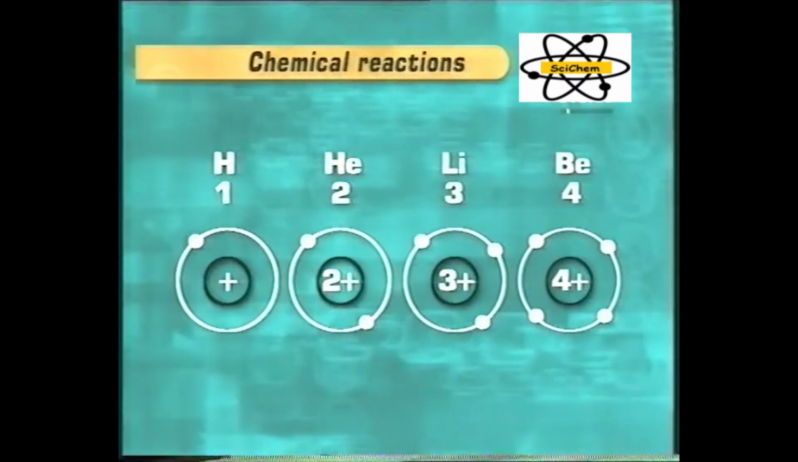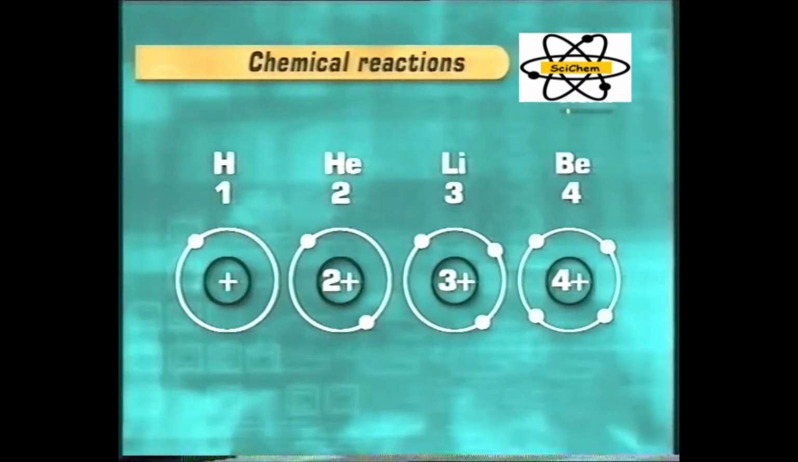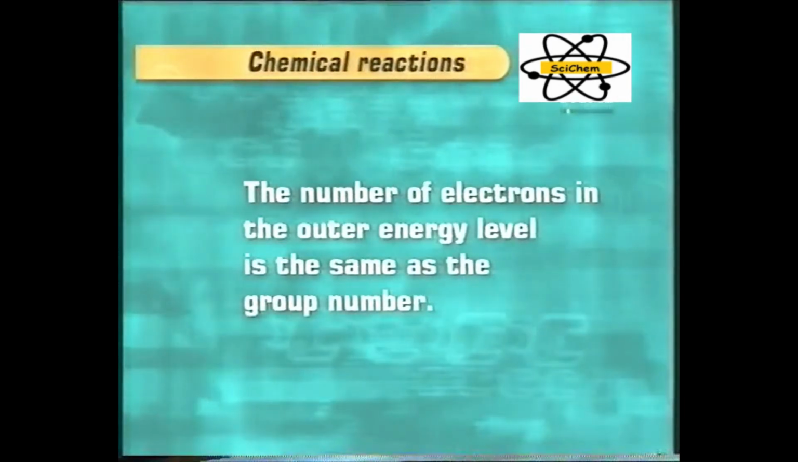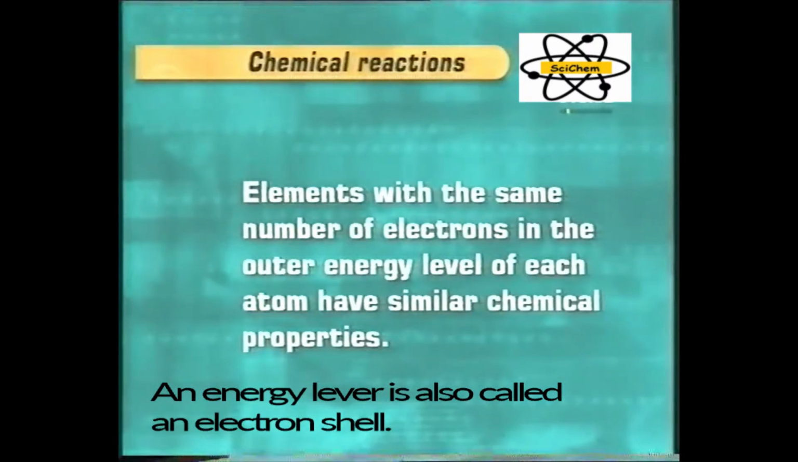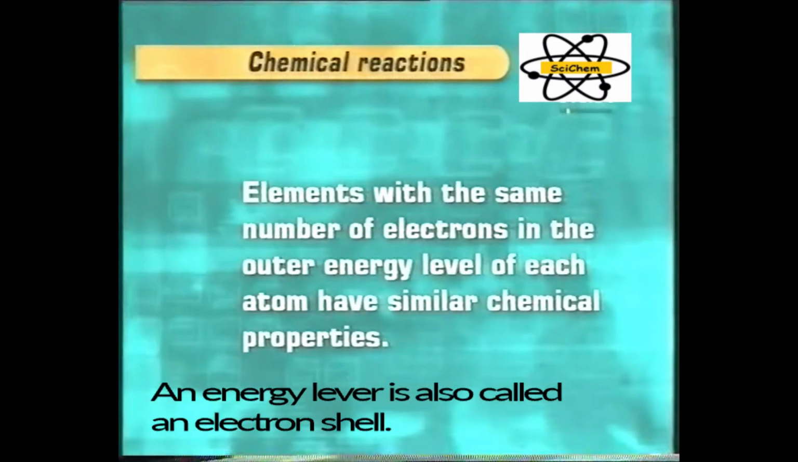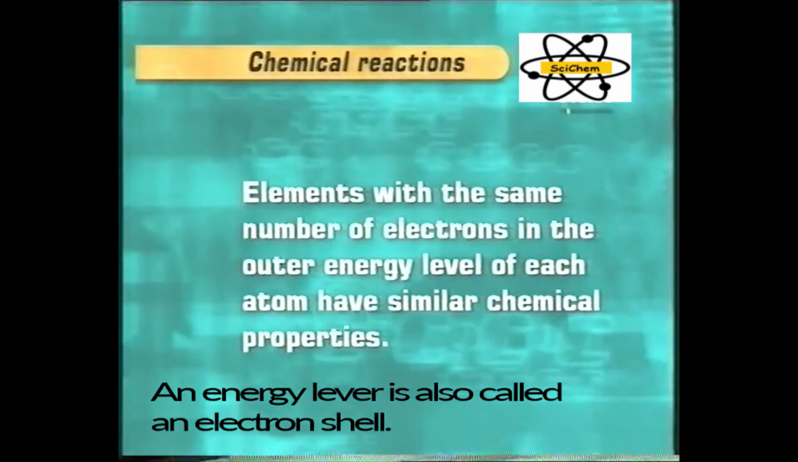The electrons are arranged in energy levels. The data book will show you how the electrons are arranged. The number of electrons in the outer energy level is the same as the group number. This means elements with the same number of electrons in the outer energy level of each atom have similar chemical properties.